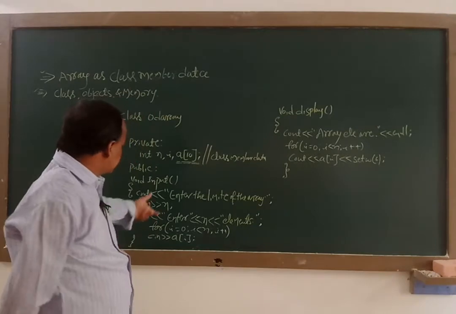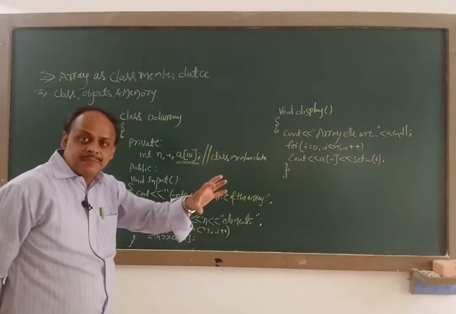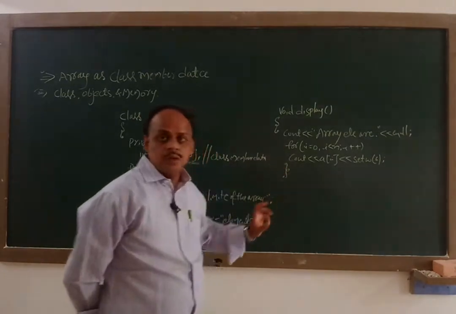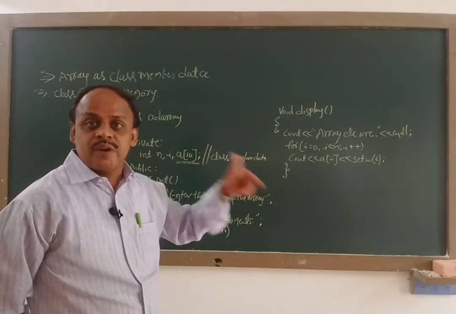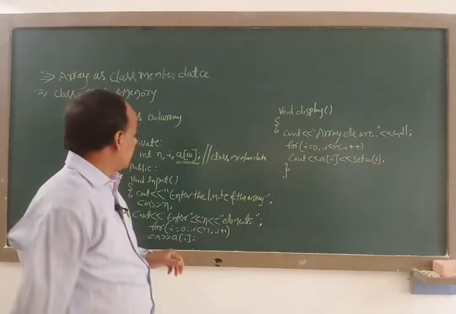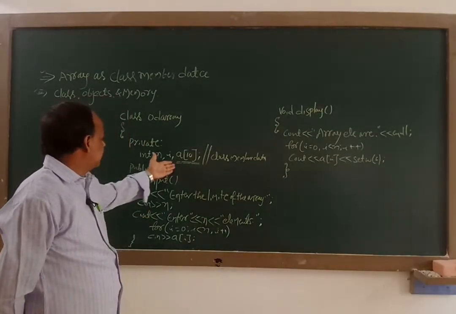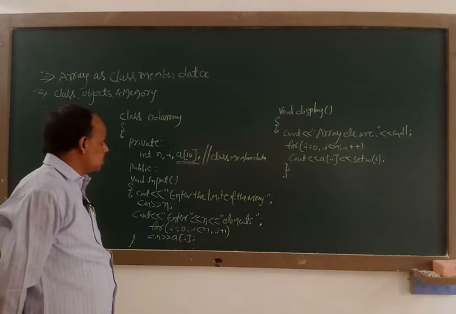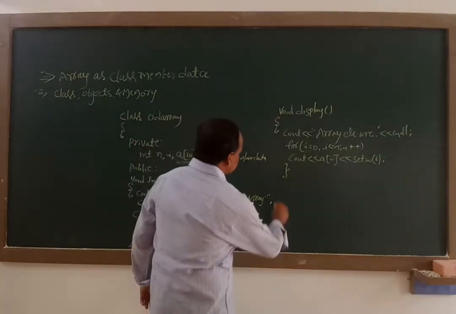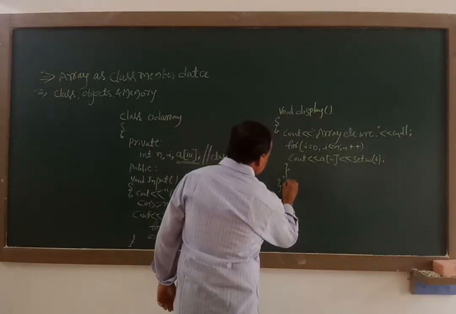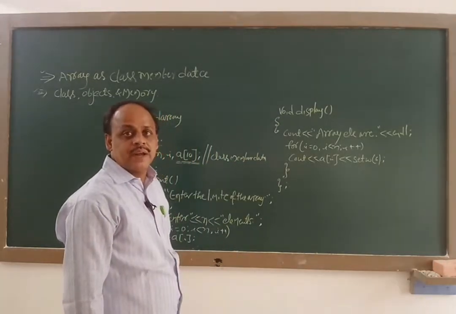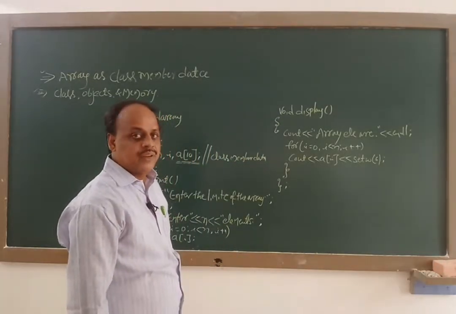So this input function is to accept n elements into the array, and this display function is to display n elements from the array, right? Now the declaration of the data member is over, and the declaration of the member functions is over. Now close the class with a semicolon, and the next step is to write the main function.